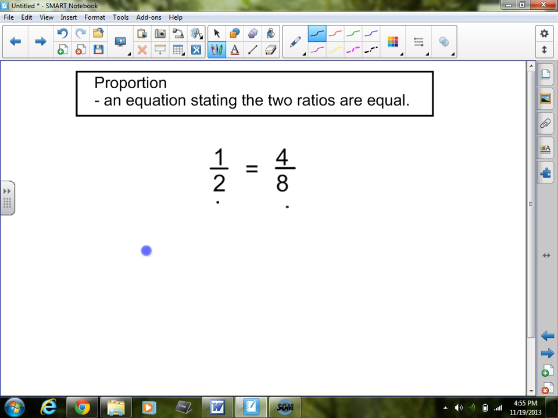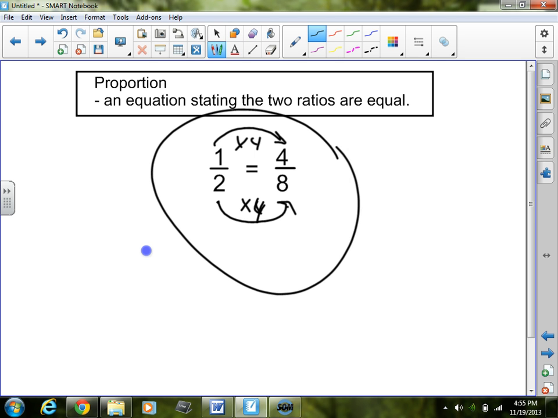This ratio and this ratio are equal, and I can prove it like this. I know that if I'm going to go from 1 to 4, I multiply by 4. I know that if I go from 2 to 8, I multiply by 4. And remember, we learned all the way back in chapter 3 that if I can multiply or divide both sides by the same number, it is equal. So right here we have equivalent ratios, or what we call a proportion.